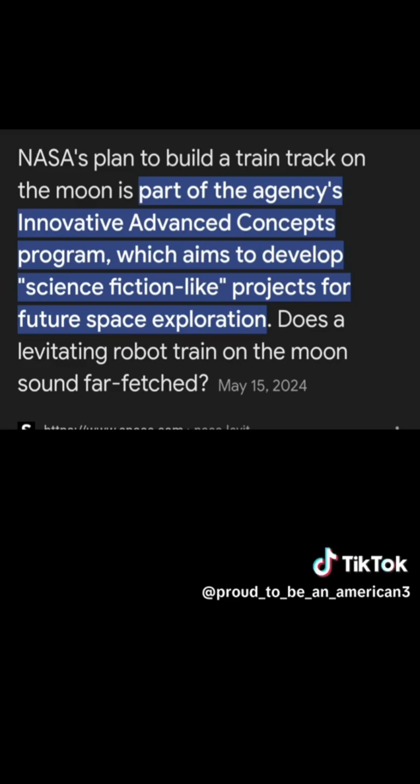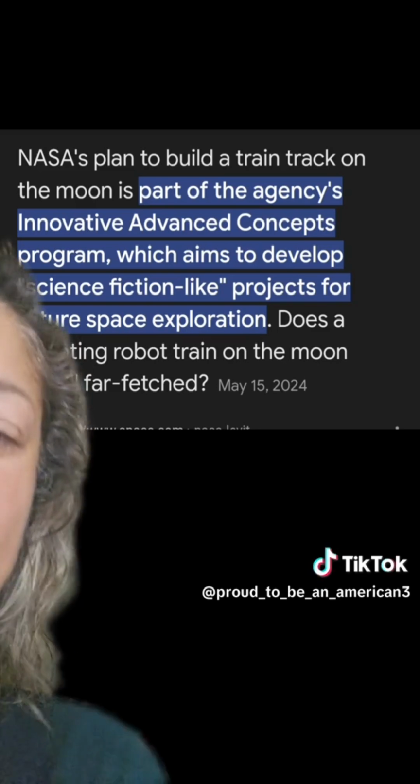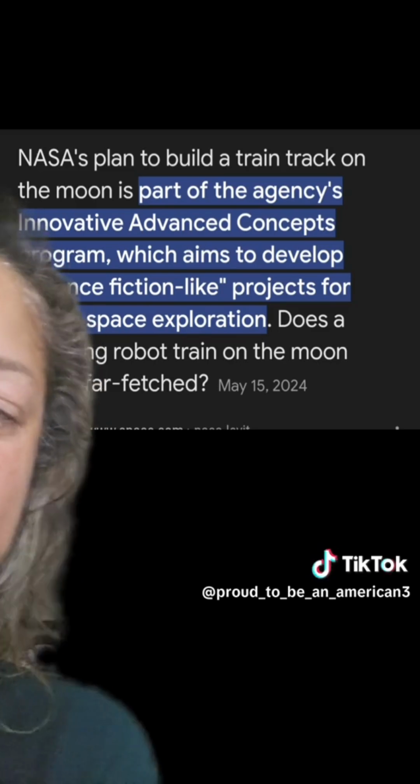Does a levitating robot train on the moon sound far-fetched? Well, it doesn't sound so far-fetched when the politicians need money in their pockets. As our veterans sit homeless on the streets with nobody to help them out. With Americans not being able to feed their children because they can't afford a carton of eggs for $10. People's rent doubled. People's homes are getting taken over because they can't make their mortgage payment. But a train on the moon, a train on the moon that we have never even landed on. Sounds completely feasible right now, doesn't it?